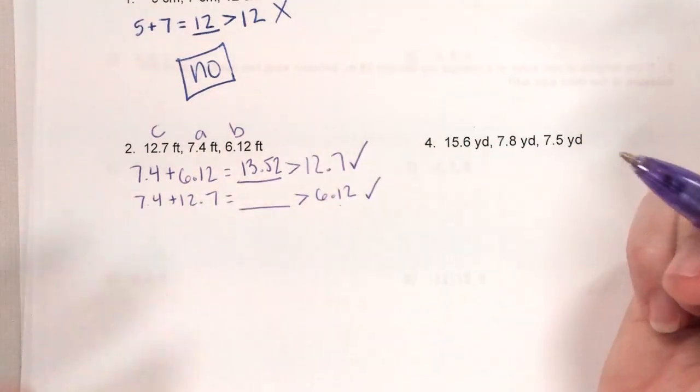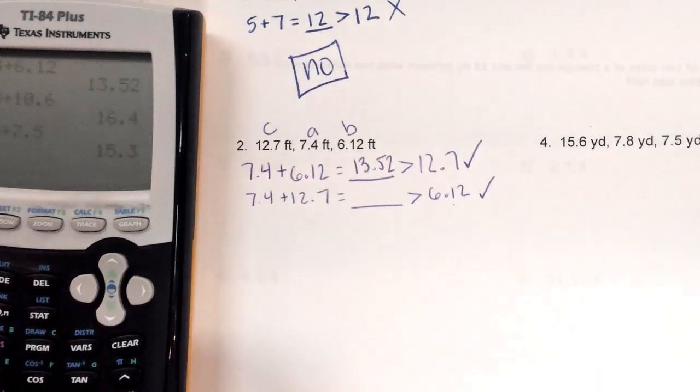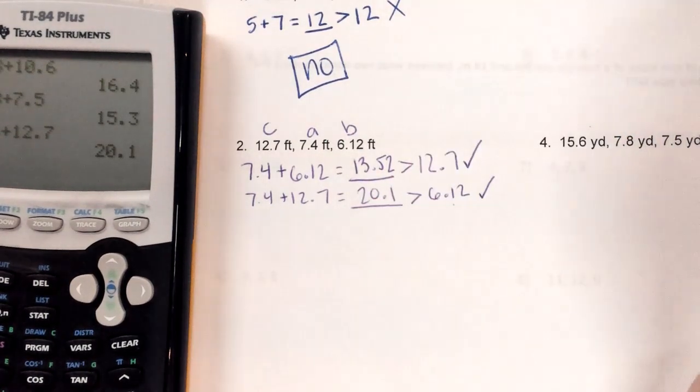So this is true. Whatever that equals is going to be greater than 6.12, which if we added it, not a big deal. 7.4 plus 12.7, I get 20.1, which is obviously bigger than 6.12, right?